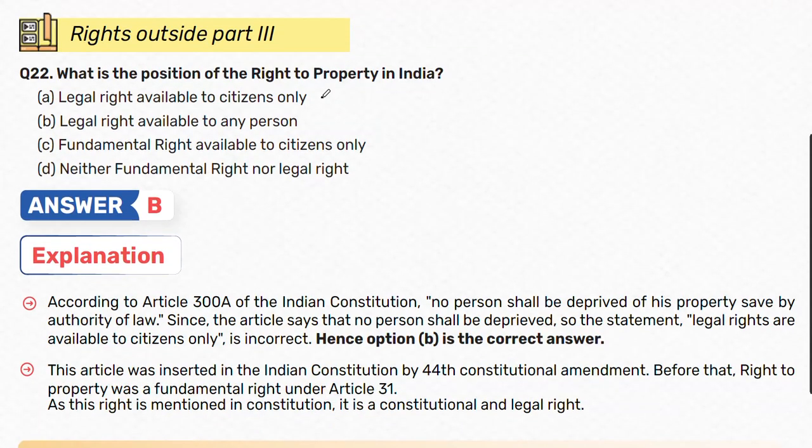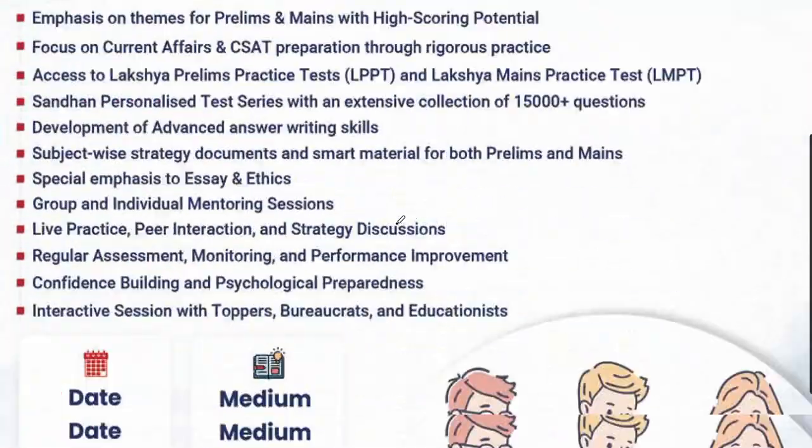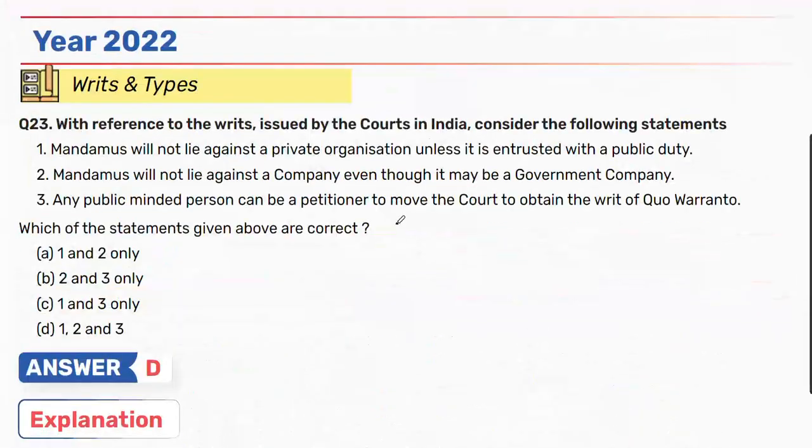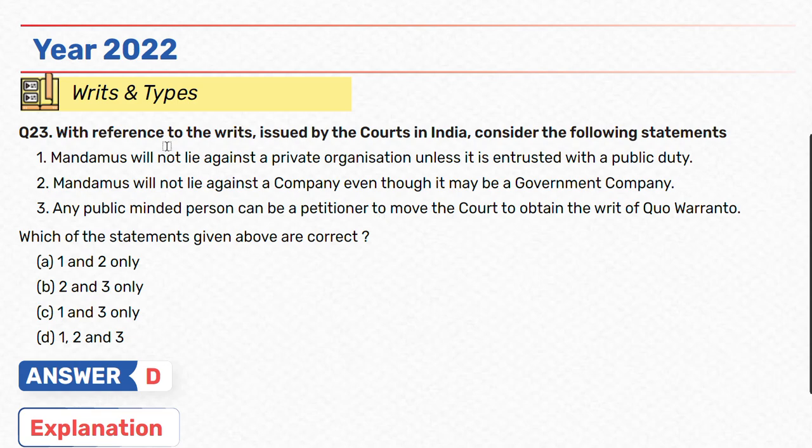Now, what is the position of right to property in India? Legal rights available to any person. So, this should be the correct answer. Now, I think we are left with a few questions more. This one on writs issued by courts in India: consider the following. Mandamus will not lie against a private organization unless it is entrusted with a public duty. Correct. Mandamus will not lie against a company even though it may be a common company. This is also correct. Any public-minded person can be petitioned to move the court to obtain the writ of quo warranto. Yes. So D is the correct answer.